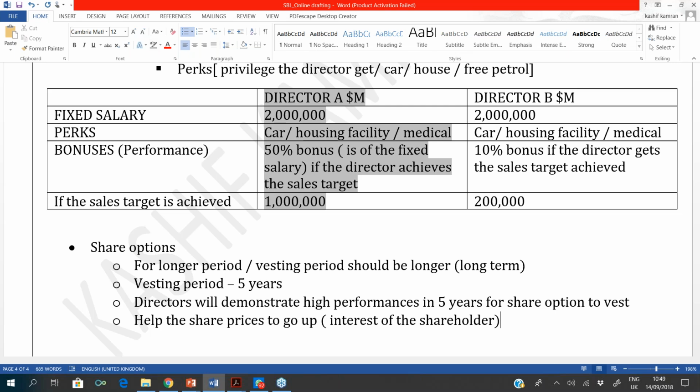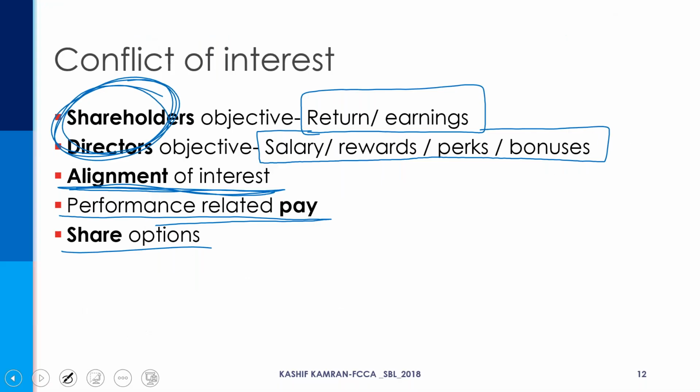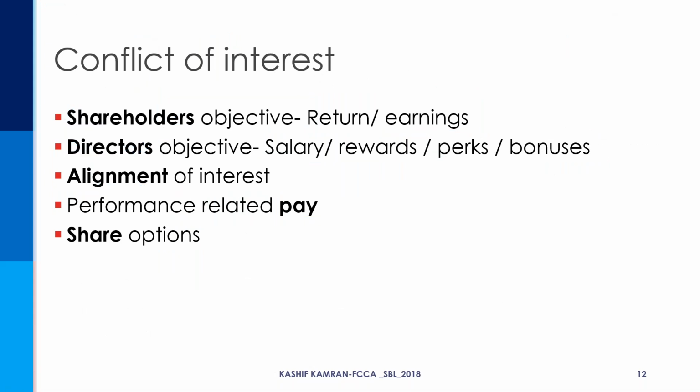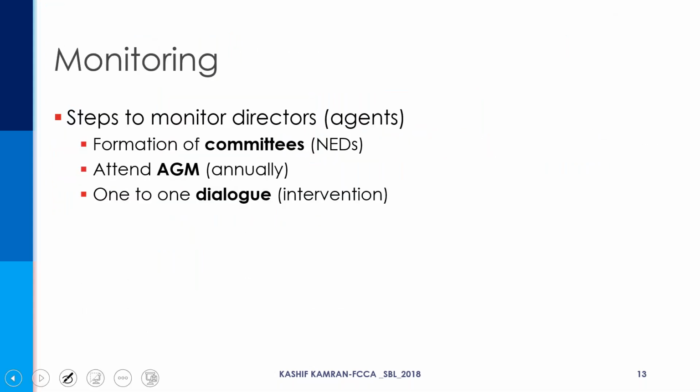Right? Let's go back to the presentation. So this was the conflict of interest. Monitoring. You cannot leave the agent without monitoring, because if you leave the agent without monitoring, the agent can do the wrong things. He can manipulate the performance. He can fabricate the performance. He can window dress the performance to get better results.